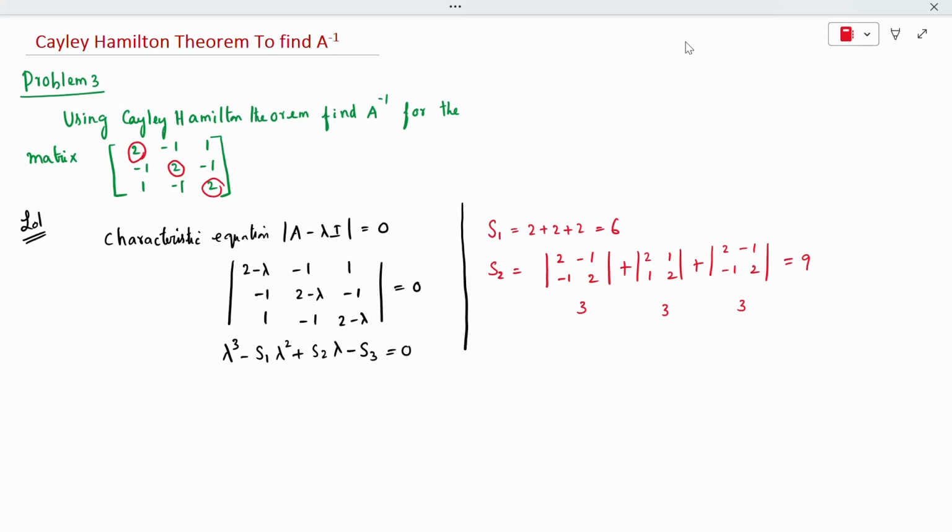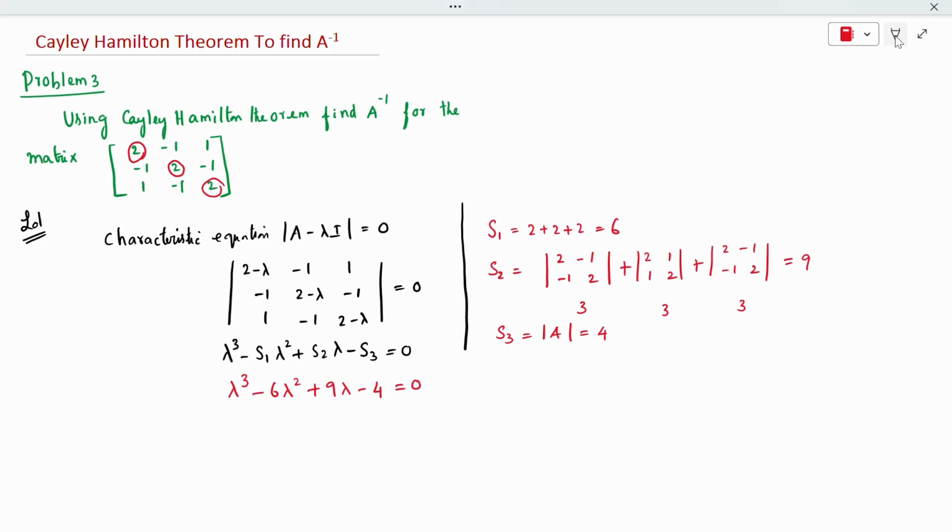S3 you can calculate using a calculator for the determinant. The determinant value is nothing but 4. I am getting the determinant value 4 when I do it in a calculator. So everything we substitute in the given equation. Now when I substitute, lambda cube minus 6 lambda squared plus 9 lambda minus 4 equal to 0. This is our characteristic equation.